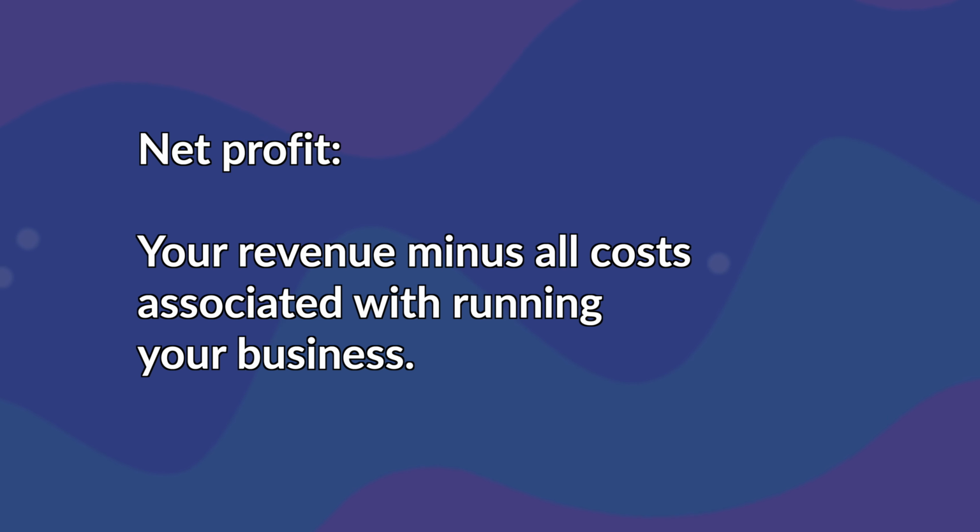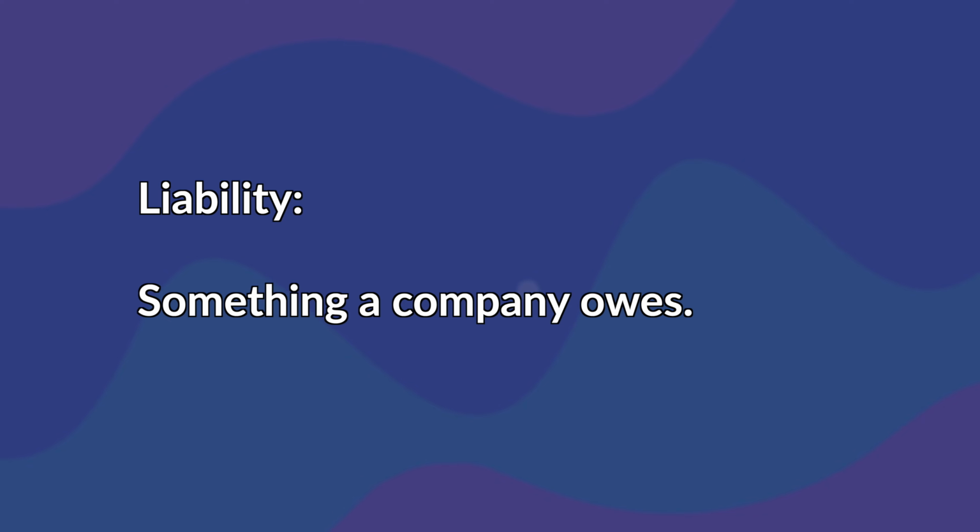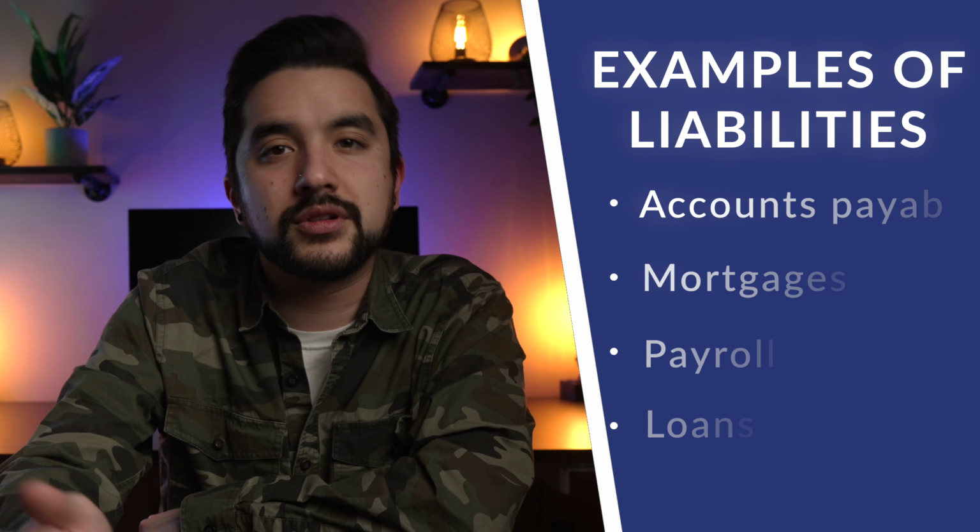Net profit is different from gross profit in that it doesn't just subtract the cost of your services, but all costs associated with running your business. This includes a term that we covered earlier, your overhead, so your operating expenses, utilities, rent, etc. A liability is something that a company owes: accounts payable, a mortgage, a payroll, or a loan.